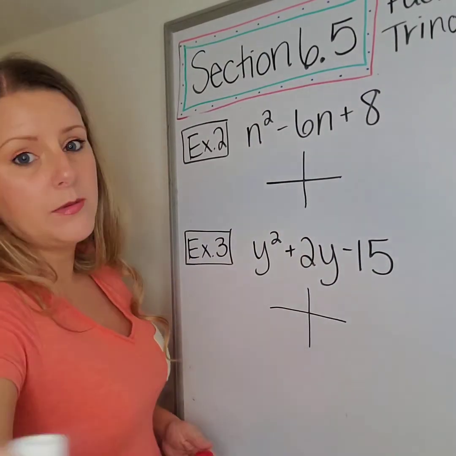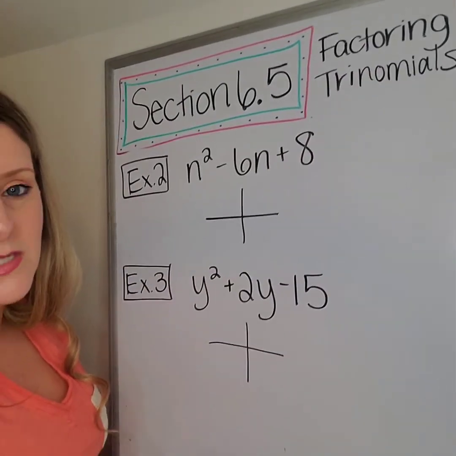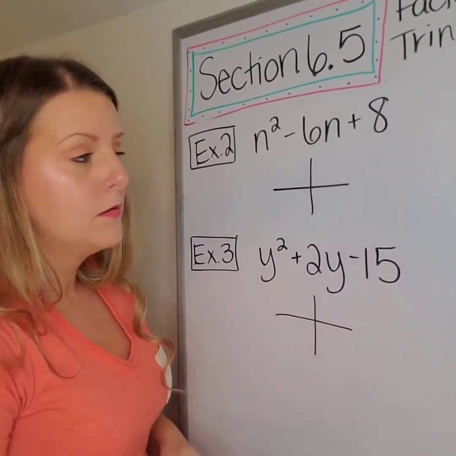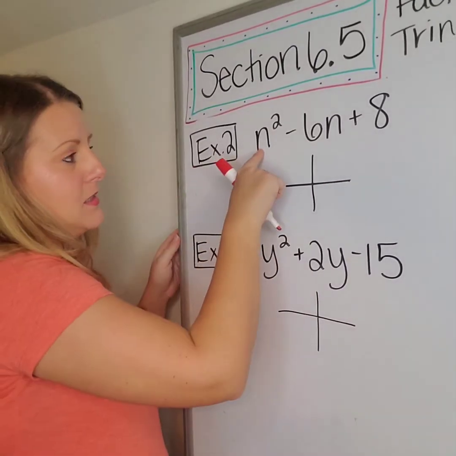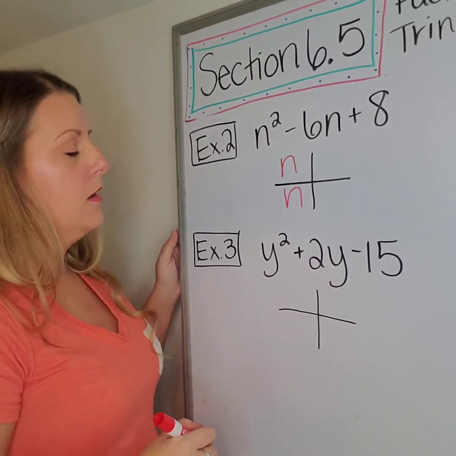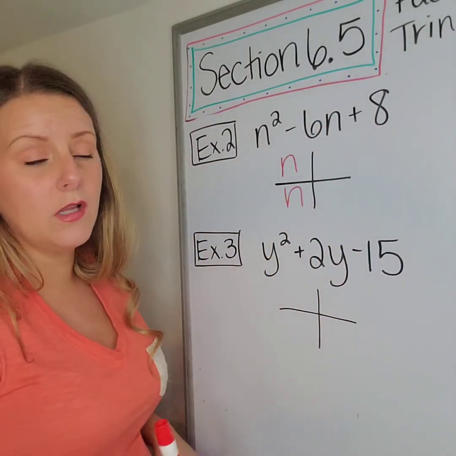Let me show you that up there. Factoring a trinomial, that's what this is called. Fancy word for what we're doing. So we're going to break up n squared. That's the easy part: n times n is n squared. We're going to break up 8. We're not going to look at the 6 right now, we're just looking at the 8.